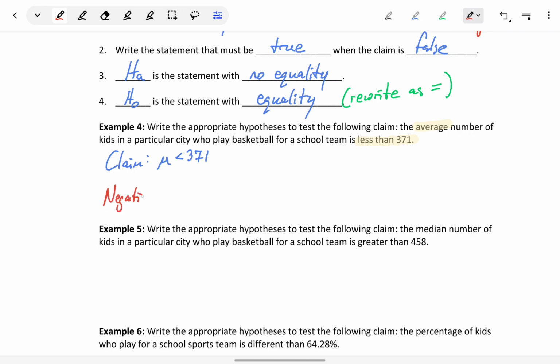The negation of the claim, the statement that would have to be true if that's false, is that mu is actually greater than or equal to 371. These two statements are opposites of each other. They can't both be true at the same time. For the alternative hypothesis, we take the statement that is a strict inequality, which in this case is that mu is less than 371. So the claim became the alternative hypothesis. The other statement becomes our null hypothesis.